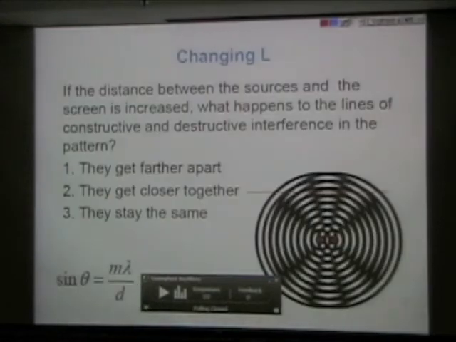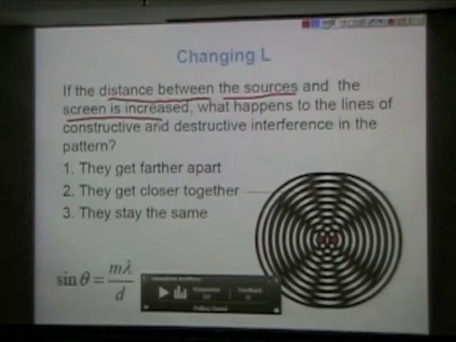Well, that's the mathematical explanation. Now we are moving the screen. So what is happening? The distance between the sources and the screen is increased. So we are moving the screen away from the sources. Okay?